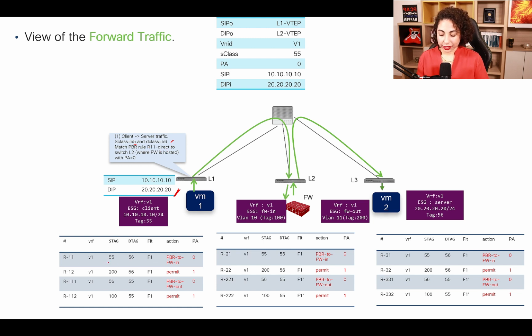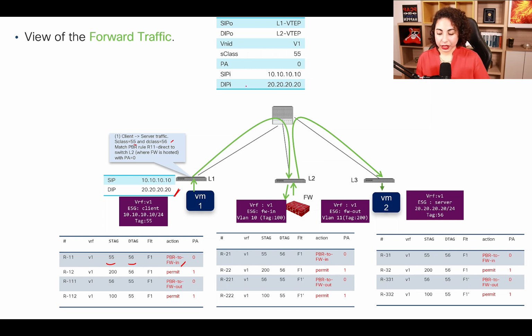So we have a rule that says explicitly from 55 to 56, do the PBR to firewall in. So leaf1 will say, okay, great, I have a redirection rule. So I will generate my VXLAN header with the proper fields and do the proper encapsulation and send it to leaf2. What does it mean, the proper encapsulation?